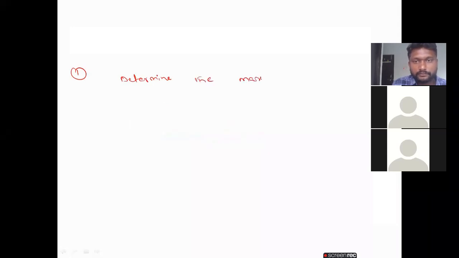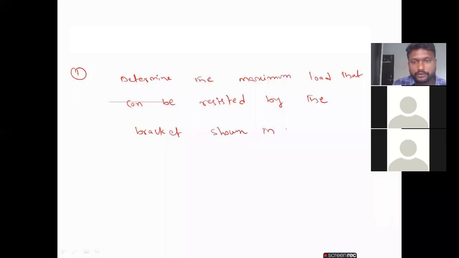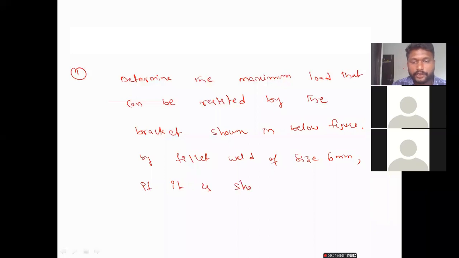Determine the maximum load that can be resisted by the bracket shown in the below figure by fillet weld of size 6 mm if it is shop welding.